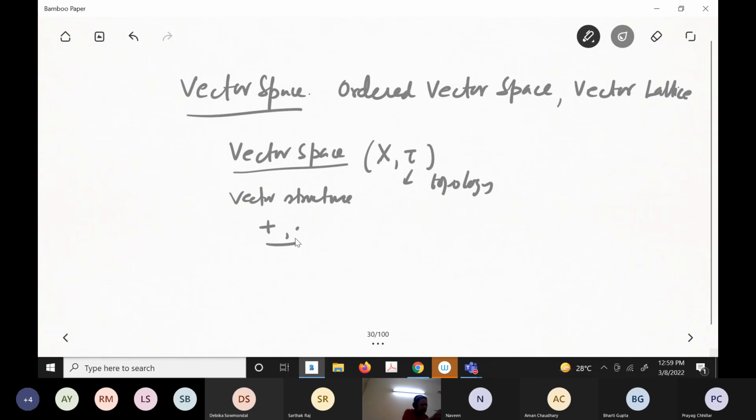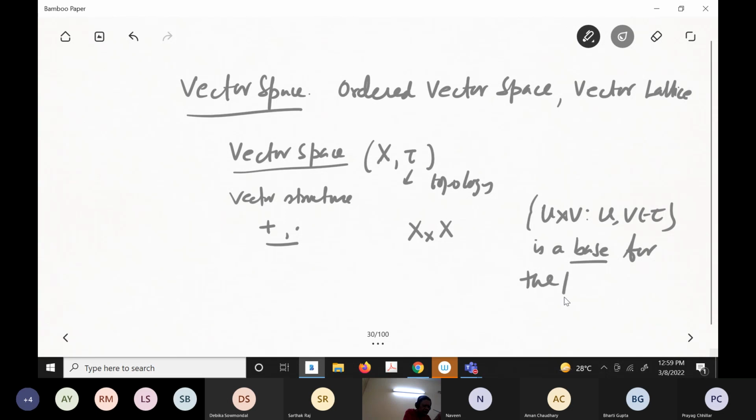Now what should it mean? Look, if you have this, then on X cross X I have the product topology that I already defined. For a finite family of spaces, what will be the product topology? Here, U cross V, with U and V belonging to tau, will be a subbase, sorry, a base. Subbase I have not defined yet, I will define it. It is a base for the product topology on X cross X.